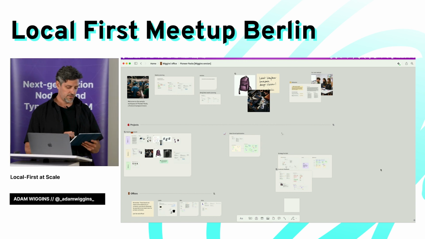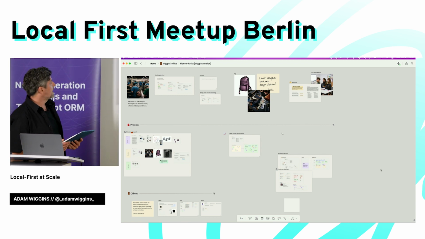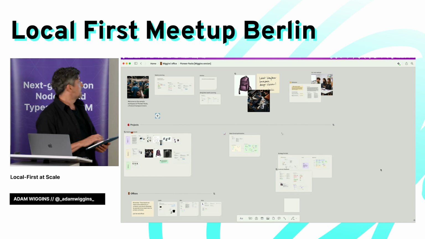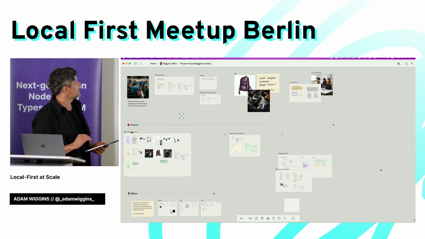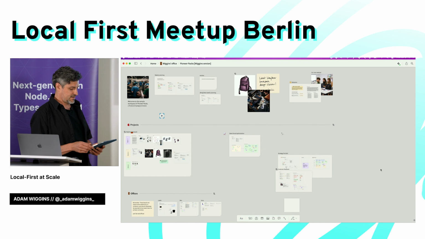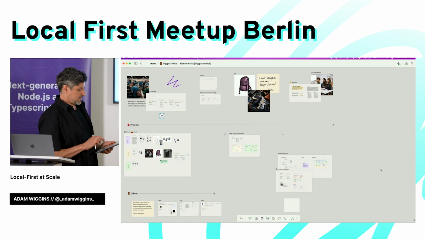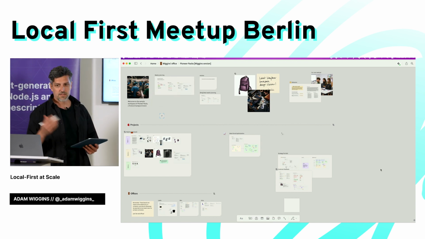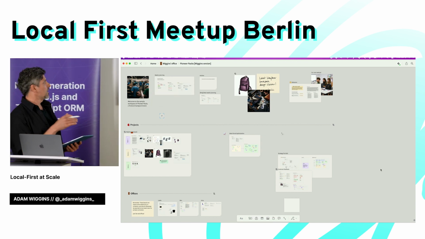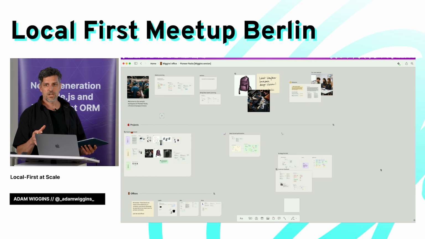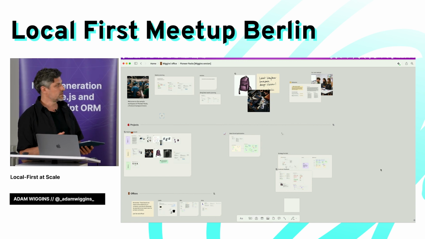Then to briefly show the multiplayer part, I'll just join with my iPad here. There you see a little cursor moving around, which is what you'd expect, and you can move things and draw stuff. But importantly, the same thing: I can disconnect the network. You won't see those changes on the other device or the other users, but when I reconnect, everything gets merged back together.